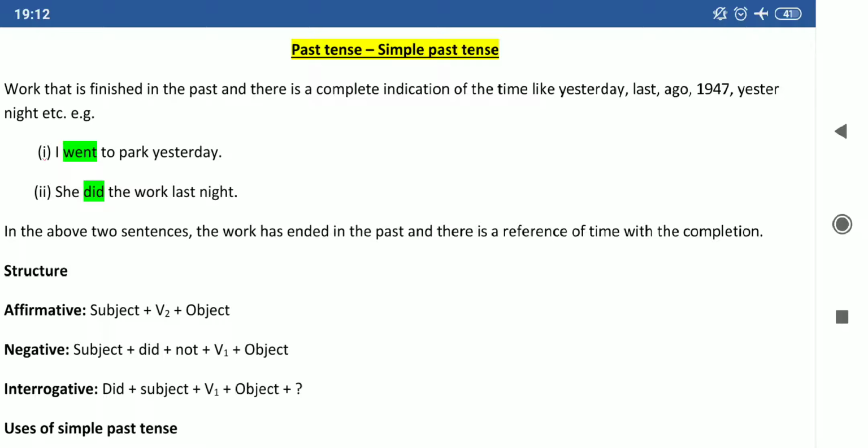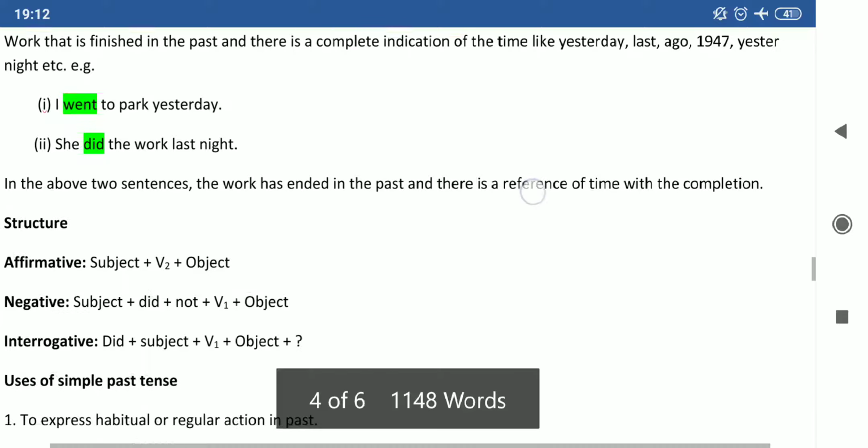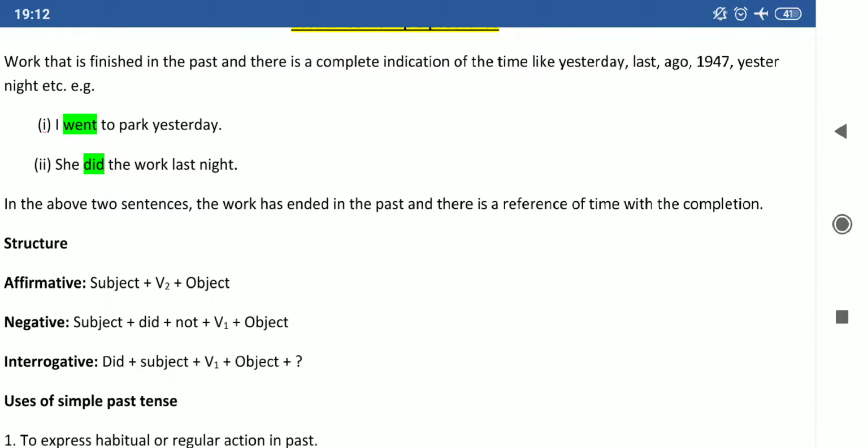So, you use simple past tense when you want to tell about a work that is finished in the past and there is a complete indication of the time, like yesterday, last, ago, 1947. 1947 is just an example, there can be any year, yesternight, etc. There can be other words also which will tell you about the time in past. So come to the examples now.